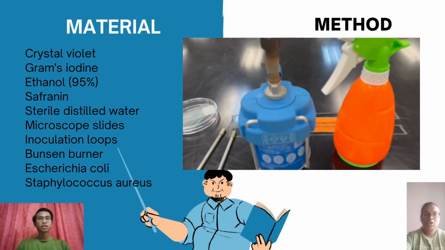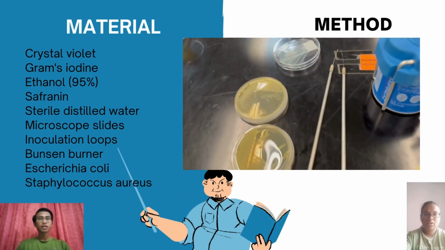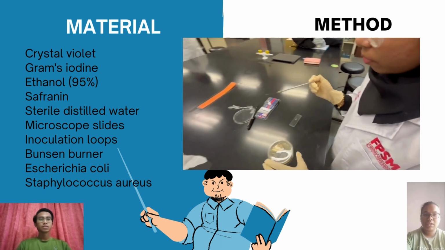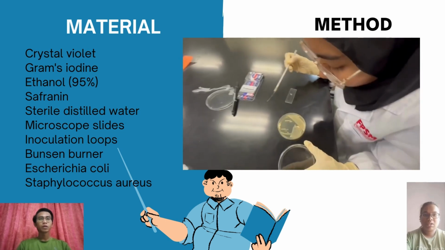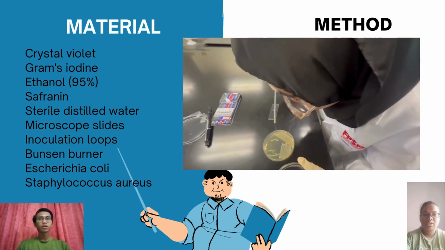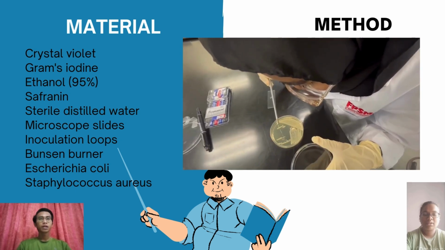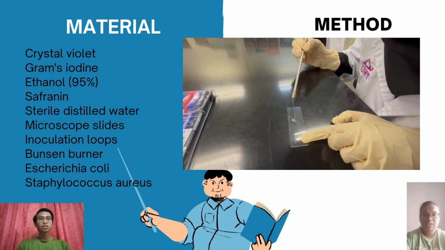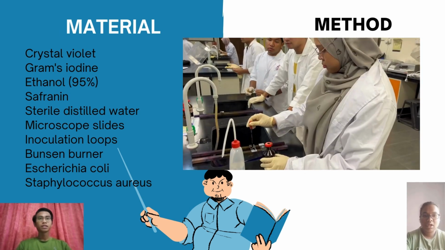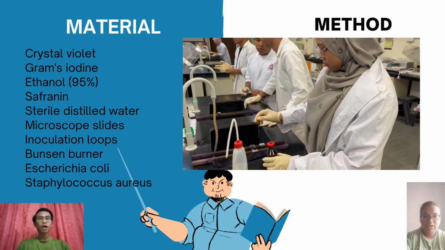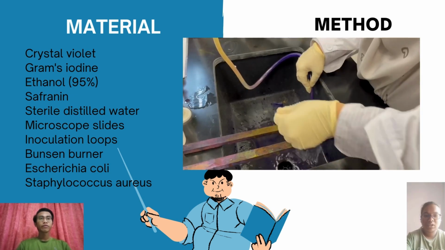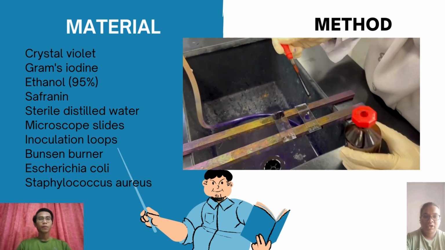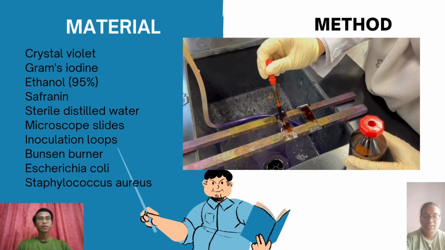For the material: crystal violet, gram iodine, ethanol 95%, safranin, sterile distilled water, microscope slide, inoculation loops, Bunsen burner, Escherichia coli, Staphylococcus aureus.